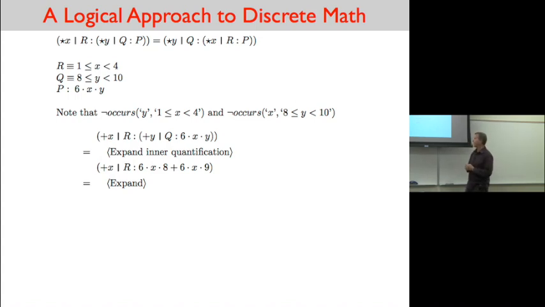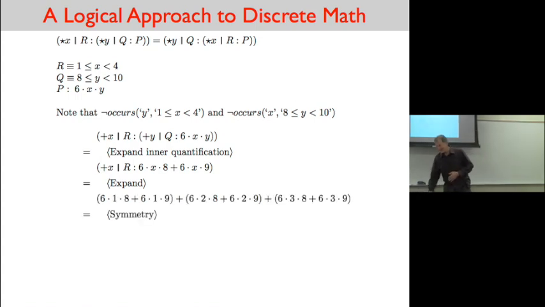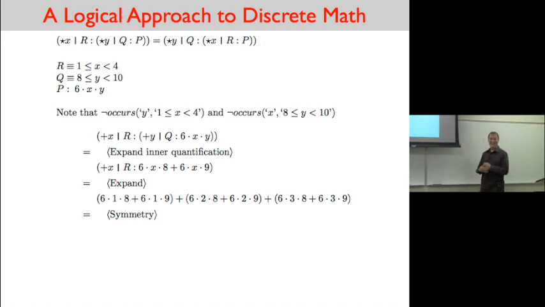Okay, so now Mason, what happens if we expand this one? This is sum on x, range r. So what are the possible values of x in range r? 1, 2, and 3. So we have to write this down with x being 1, and then x being 2, and then x being 3, right? So can you say it really quickly? It's 6 times 1 times 8 plus 6 times 1 times 9 plus 6 times 2 times 8 plus 6 times 2 times 9 plus 6 times 3 times 8 plus 6 times 3 times 9. Good. Now you see why, all right.